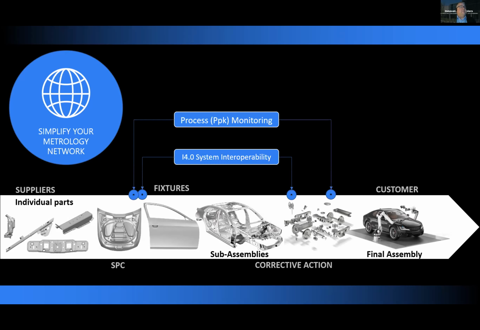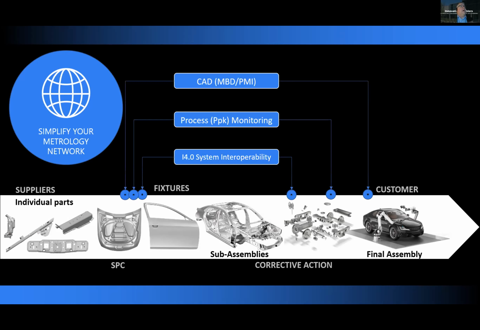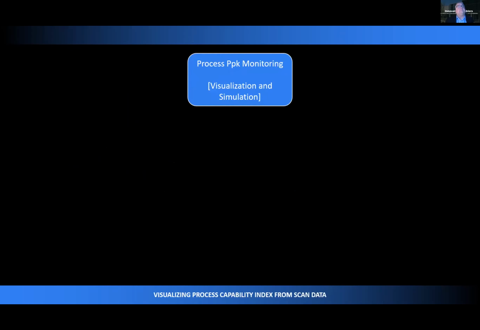Process monitoring, meaning tell me not just that my part's good, but that my process is good, and I need to do it fast. And then, of course, some of the higher-end things, which are CAD. CAD has changed significantly, whether we believe it or not. CAD's been around for 40 years. How much could it have changed? One of the big areas is MBD and PMI. Manufacturers like SolidWorks, CATIA, Creo, and all these high-end systems allow you to embed MBD and PMI. And what does that mean? I'll go through a slide on that. So let's start with process PPK monitoring.